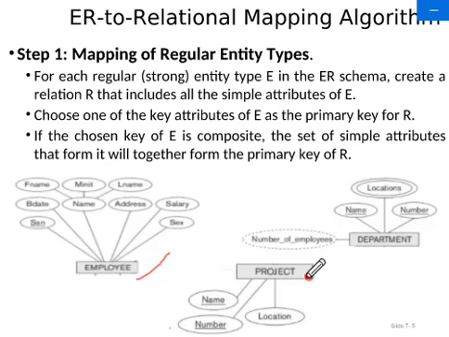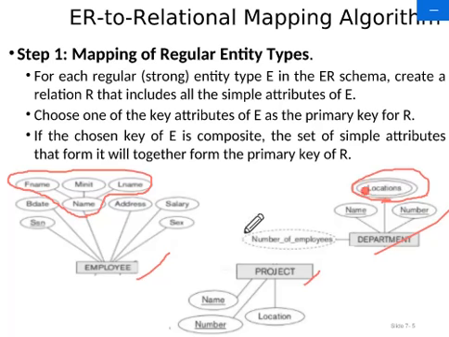we have the regular entity type department, and we have the regular entity type project with the corresponding attributes. So here we have a set of attributes for the employee, a set of attributes for the department, and a set of attributes for the project. In this, some of the attributes are composite attributes. In this, some of the attributes are multi-valued attributes. Like that we have to take it.